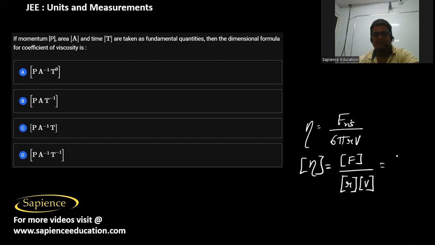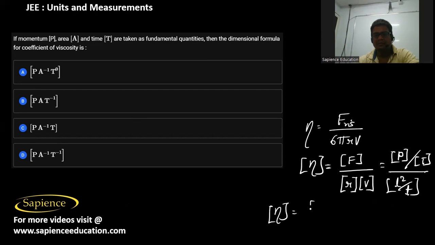Now the dimensional formula of force is the same as momentum by time, divided by the dimensional formula for r into v. Since v is length by time and the radius is also a type of length, I can say r into v is L square by t, and L square is the same as the dimension of area.